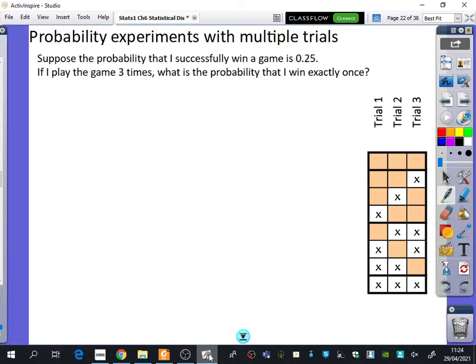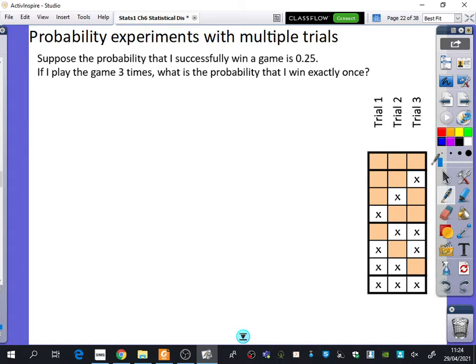So there's one that I've got here. I've said, suppose the probability that I successfully win a game is 0.25. If I play the game three times, what is the probability that I win exactly once? So I have drawn up this table that I've got here to show all of the possible outcomes that could happen when you play the game.